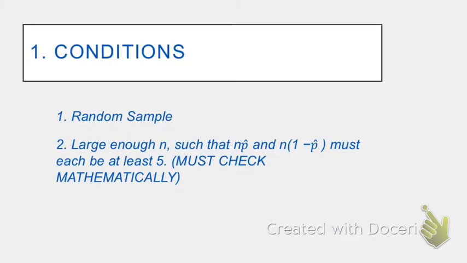The conditions are the same as the ones from the last unit, which is really nice. This is the proportion side of it, though. So you're checking, is there a random sample? Yes. And then you're checking that n times p hat and n times 1 minus p hat must be at least 5. Make sure that you put the hat. And you have to check that mathematically. But you guys were really good at that. So n times p hat and n times 1 minus p hat are greater than or equal to 5.